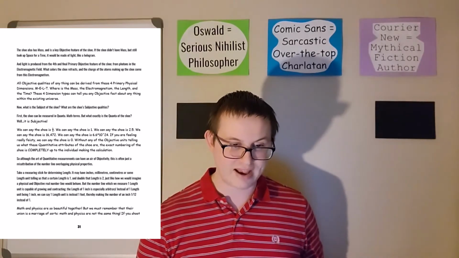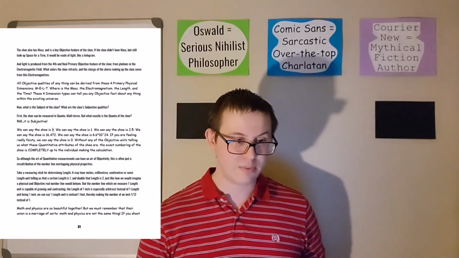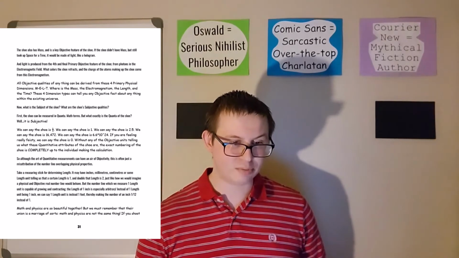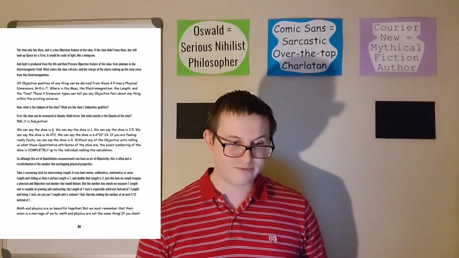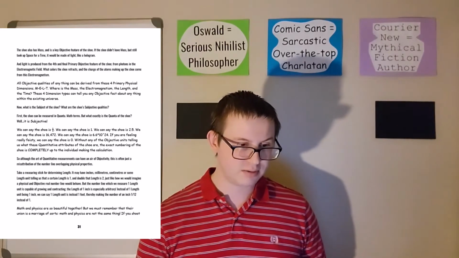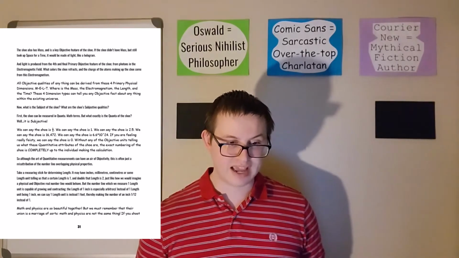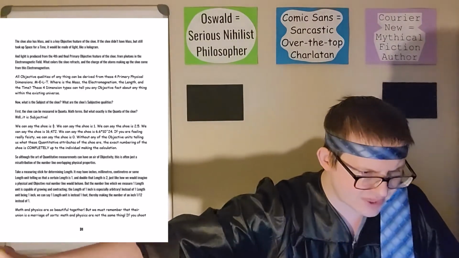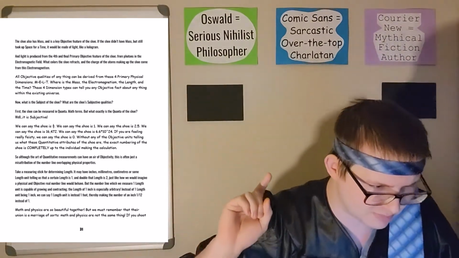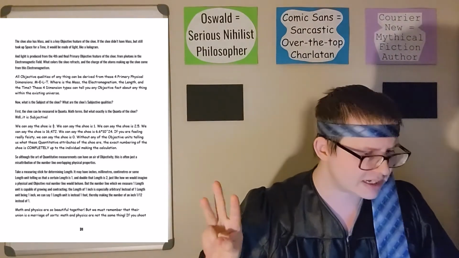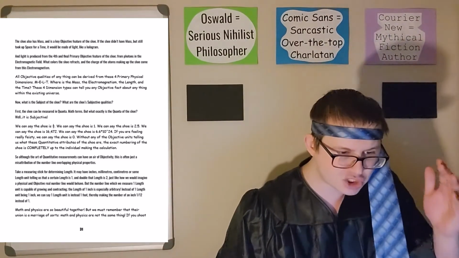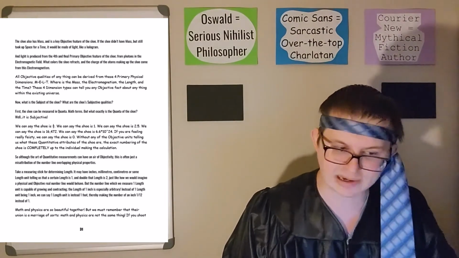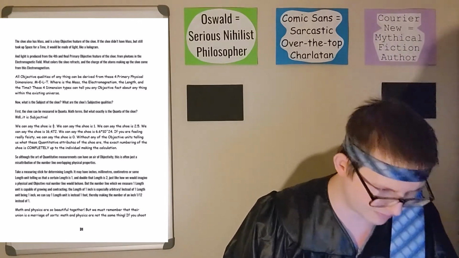If the shoe didn't have mass but still took up space for a time, it would be made of light, like a hologram. And light is produced from the fourth and final primary objective feature of the shoe, from photons in the electromagnetic field. What colors the shoe refracts and the charge of the atoms making up the shoe come from this electromagnetism. All objective qualities of a thing can be derived from these four primary physical dimensions. M, E, L, T. Where is the mass, the electromagnetism, the length, and time? These four dimension types can tell you any objective fact about anything within the existing universe.